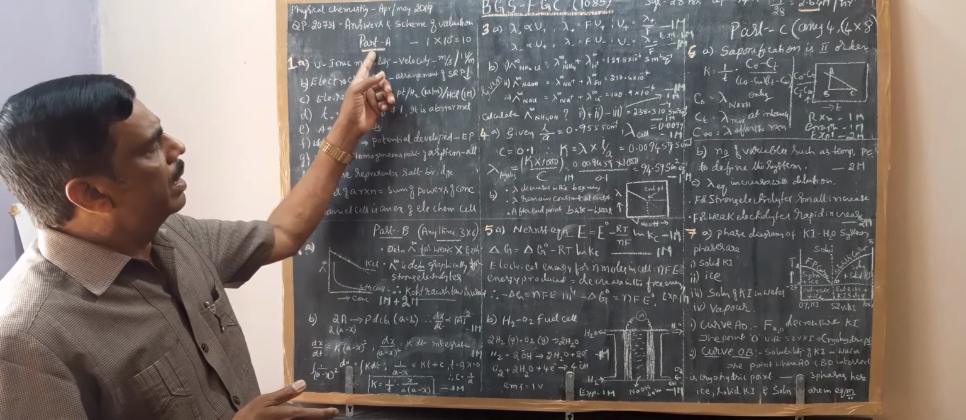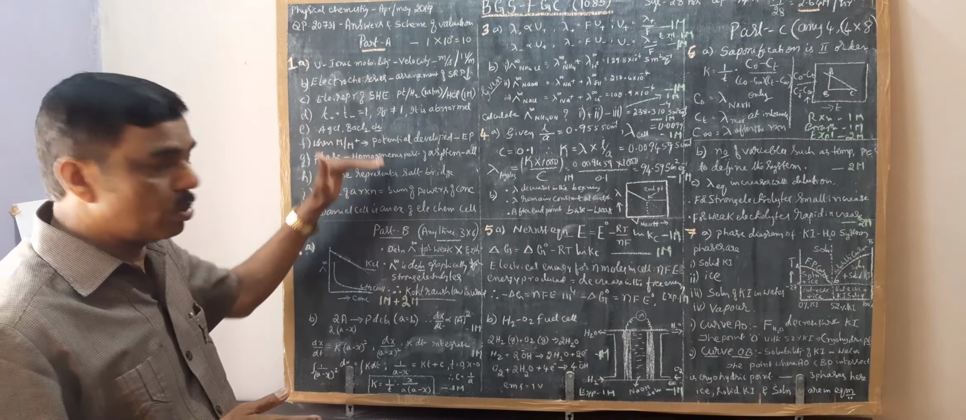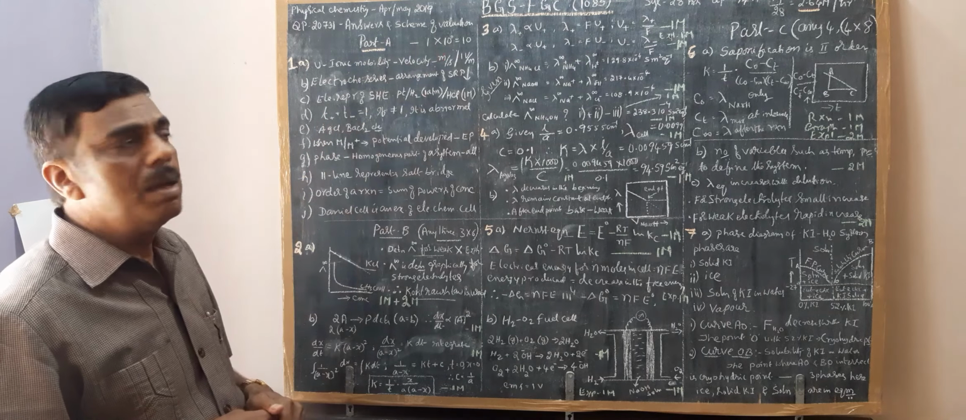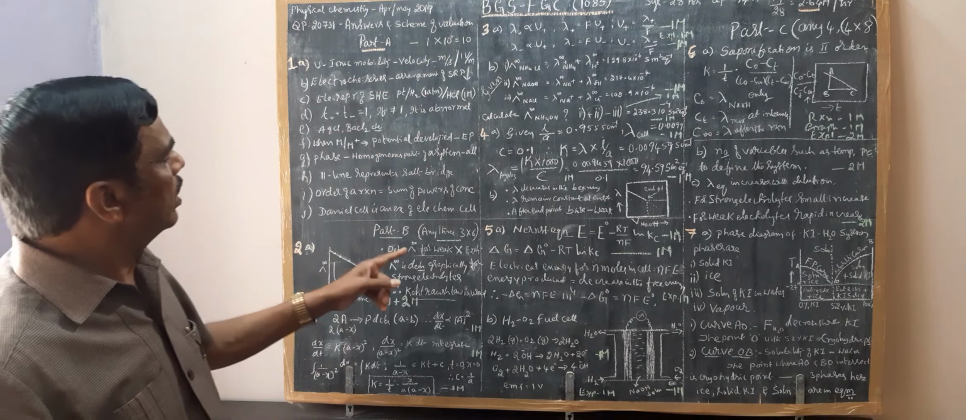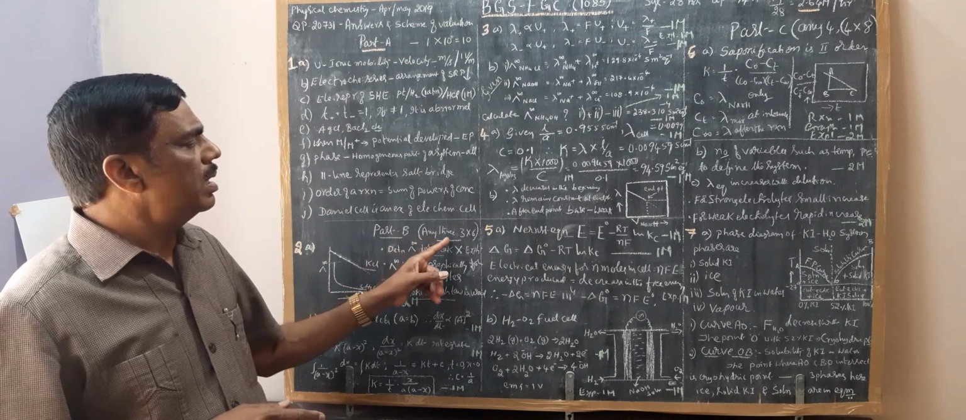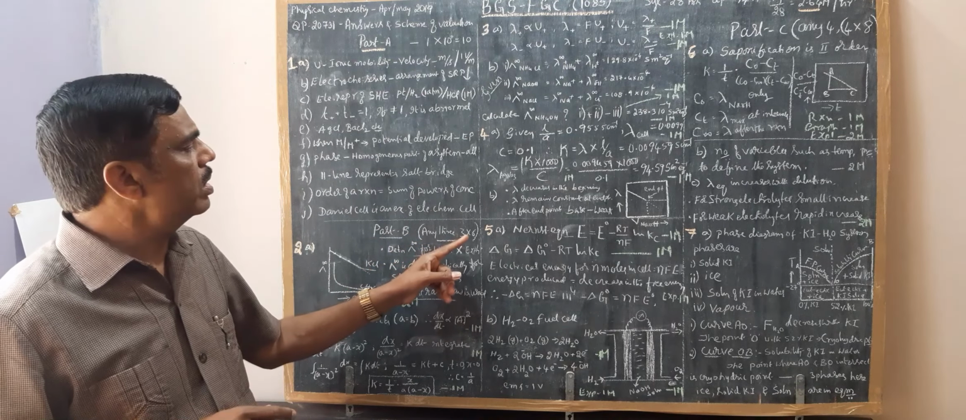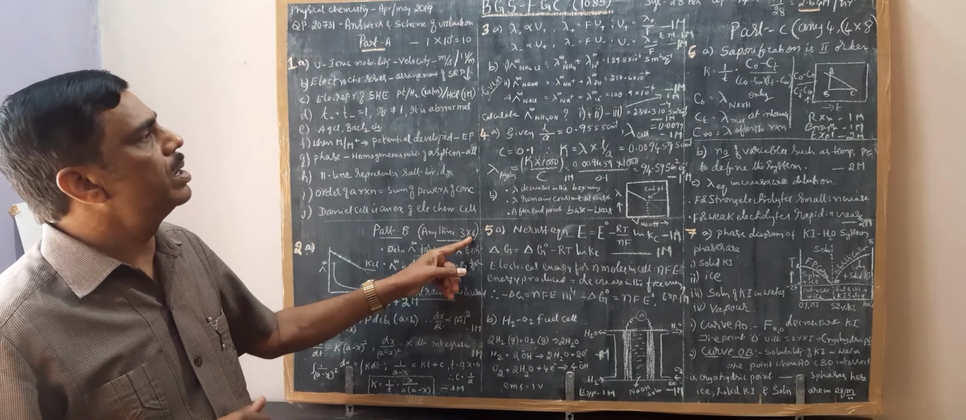Part A, compulsory questions: 10 short answer type questions for 10 marks. Part B, 6 mark questions. In Part B, 4 questions will be there. Out of that, you have to answer 3 questions. Each question carries 6 marks.